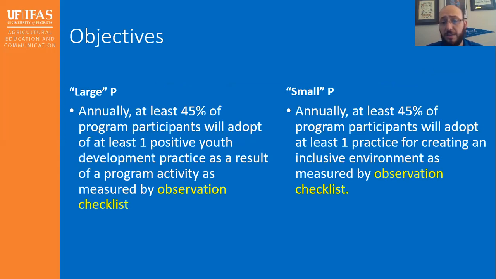So again, the only thing that will change here is what you're actually looking for in regards to the practice. So we'll adopt at least one practice for creating an inclusive environment as measured by the observation checklist. So if you had, let's say, an inclusive environment half-day workshop, your follow-up would be, are they actually implementing the practices that we taught them, with the level of success being 45% in one practice?